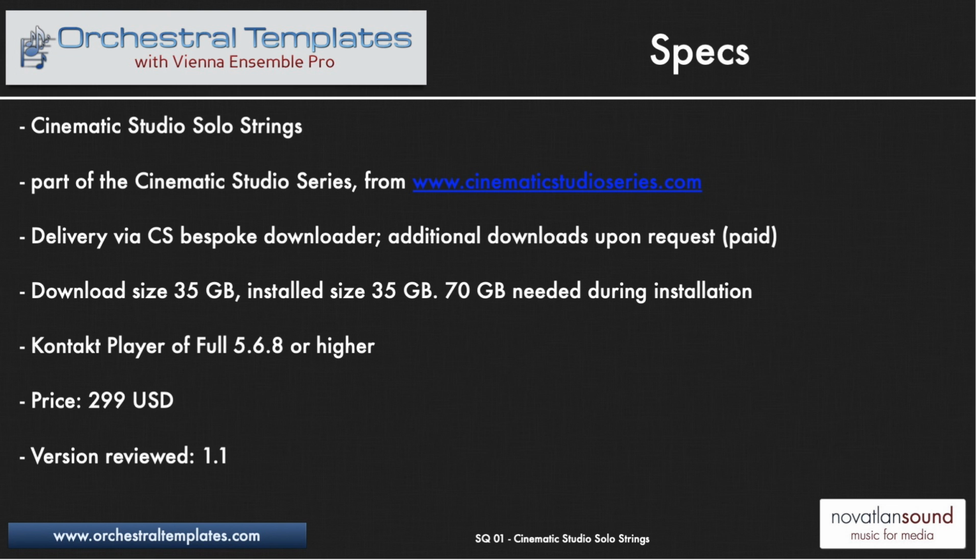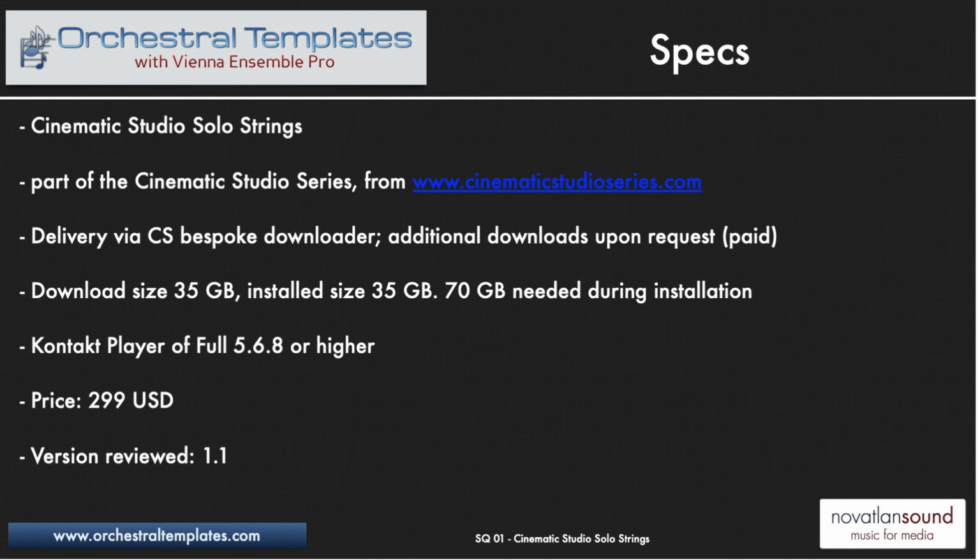Cinematic Studio Solo Strings is a direct download from the developer's website, cinematicstudioseries.com, and it is delivered via their bespoke downloader. Download size is 35GB. After installation, the installed library is 35GB too, so during download and installation you need about 70GB of free space temporarily. The library needs Kontakt 5.6.8 or higher.